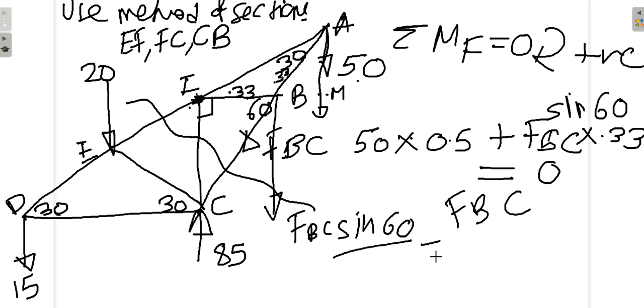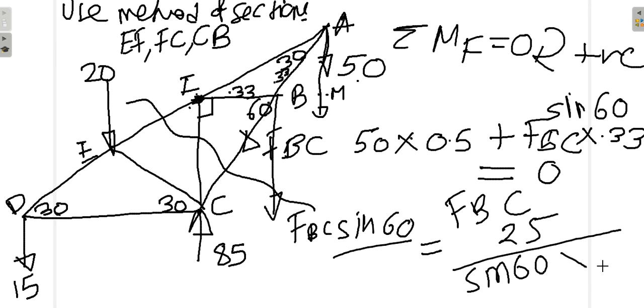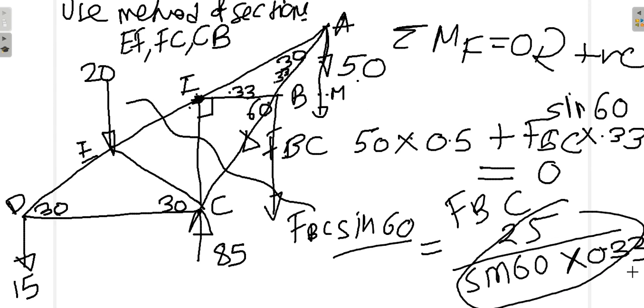And that gives me the value of FBC as 50 into 0.5, which is 25, upon sin 60 into 0.33. Please do this calculation and see what we get. Obviously, it will be a minus sign. So let us actually do the calculation and see what we get.